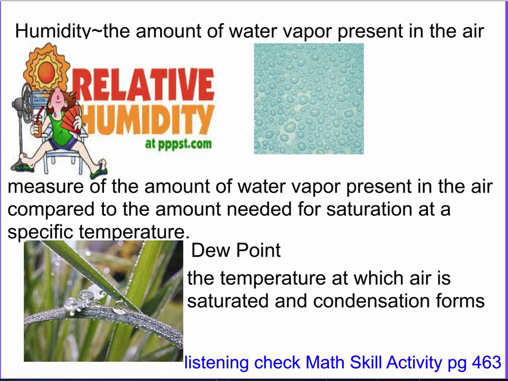Now, we know this because we can wake up in the morning and see dew on the ground or on our cars. Generally, more water vapor is present in warm air than cool air. And the formation of water on an object from the air is called condensation. Now, in your listening check journal, you need to go to page 463 in your book and do the math skills activity.